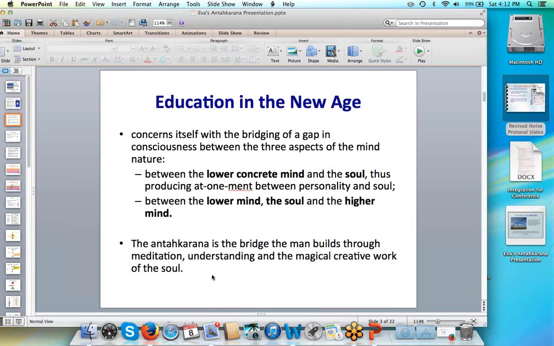So we're told that the Antahkarana is the bridge that the man builds. And how do we build that? Through meditation, through understanding, and the magical creative work of the soul. Yes, the work of the soul is magic. So it doesn't just happen on its own. For the longest time, we've been building the very, very basics on our own. The rest has to be created consciously.